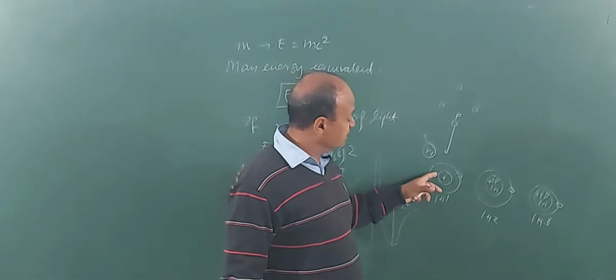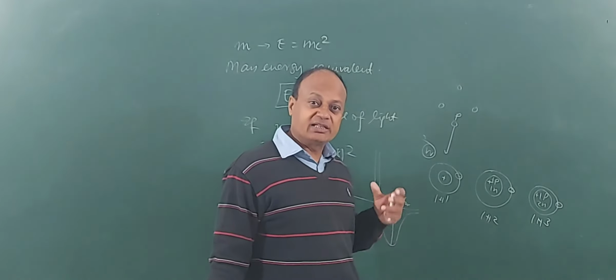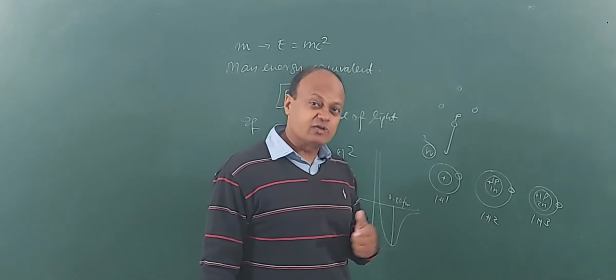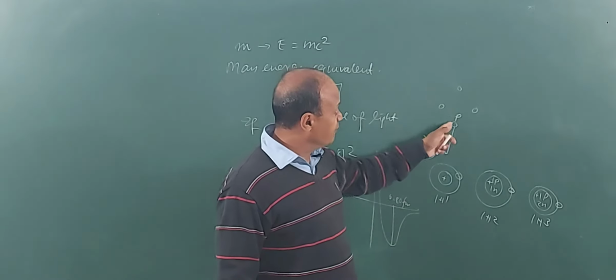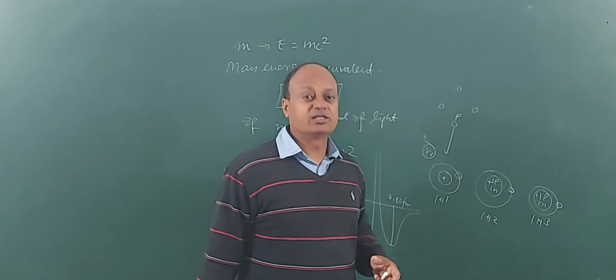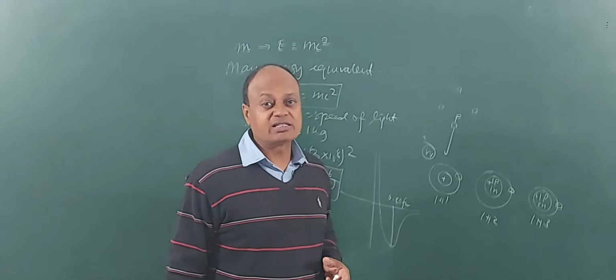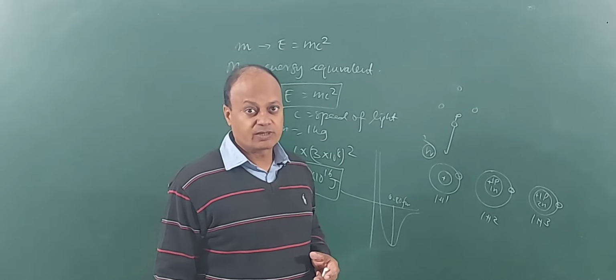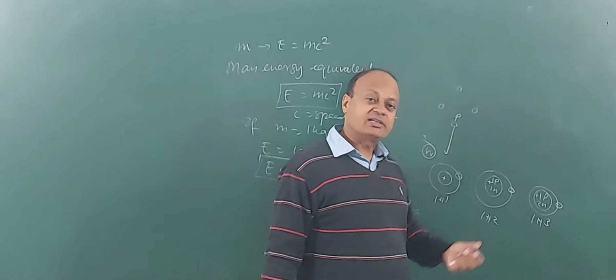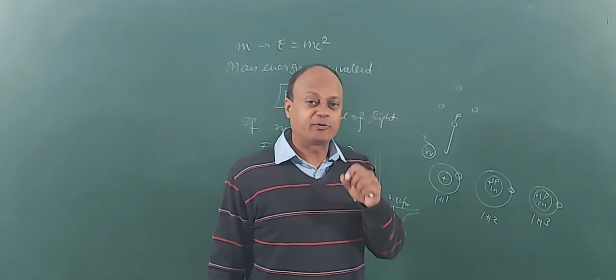So for this process, energy had to be spent. And how was this energy spent? Nature took care of this. A small portion of their masses got converted into energy. And in fact, that's called what? Mass defect. Mass defect. The nucleus is occupied by protons and neutrons.